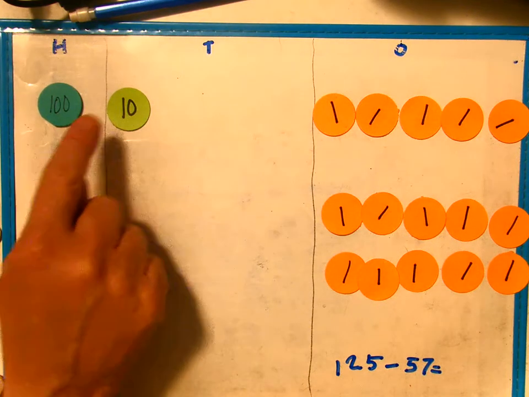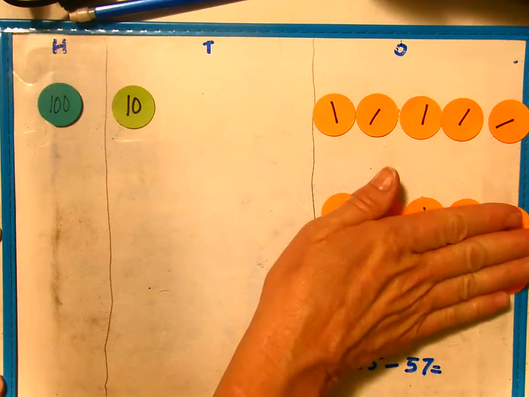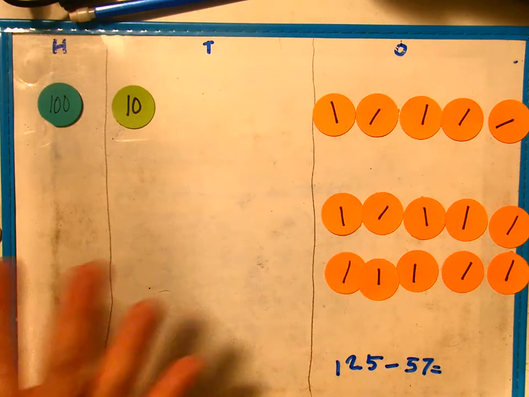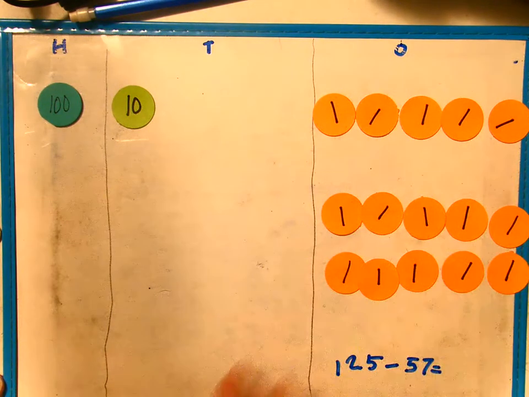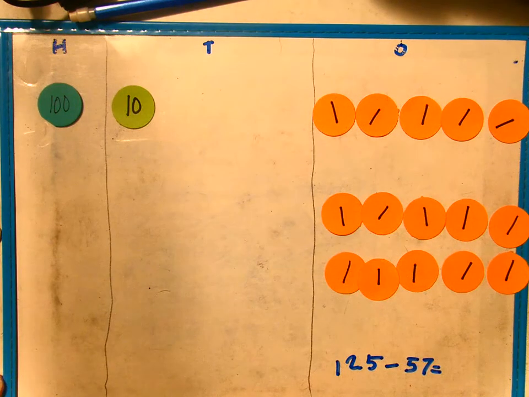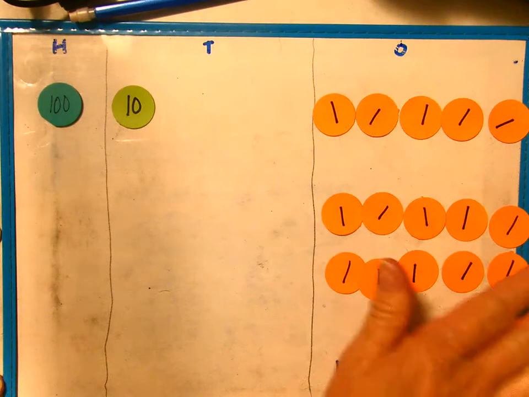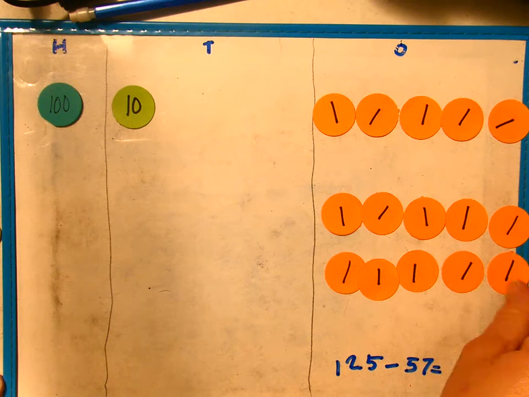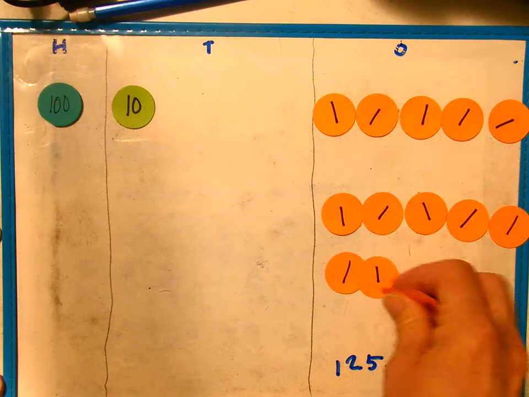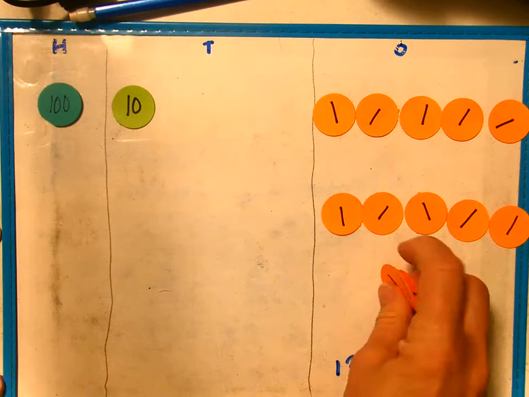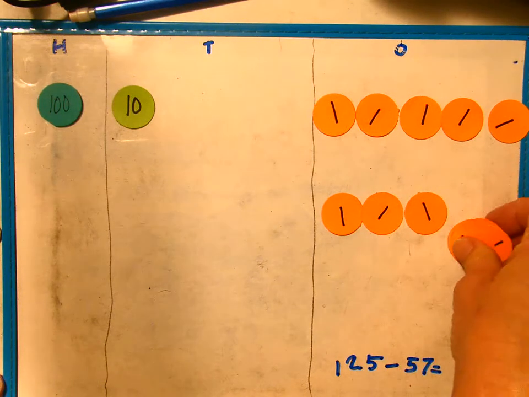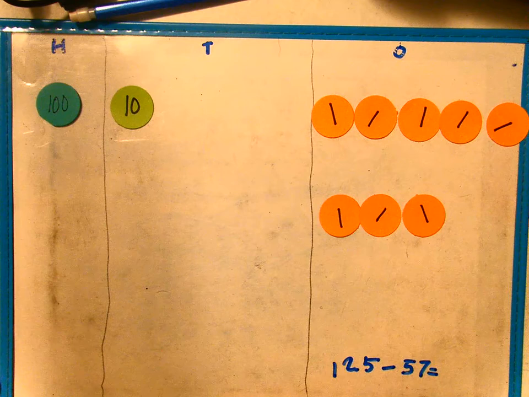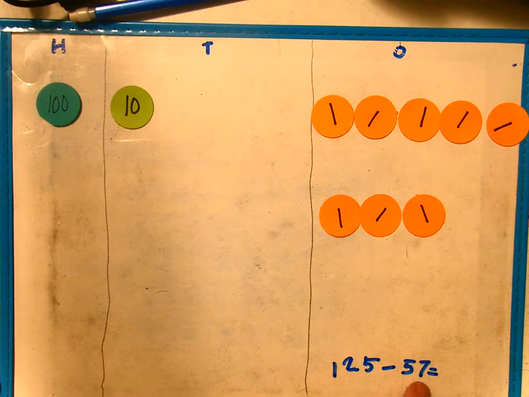I still have 125. I have 100, and then I have 10 here and 10 here, so that's 10, 25. Still it's 125, it just looks different. Now, can I take away 7? I can. I have 5 here, 5 here, 5 here. I'm going to just grab 1, 2, 3, 4, 5, 6, 7. So I have taken away the ones, the 7 part.